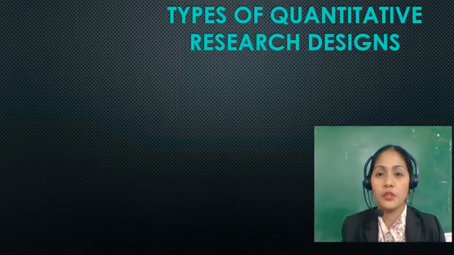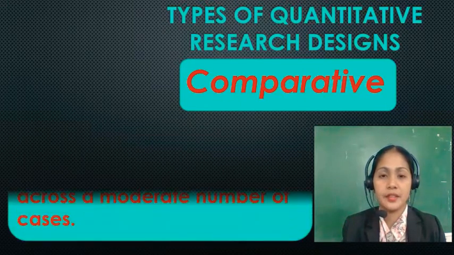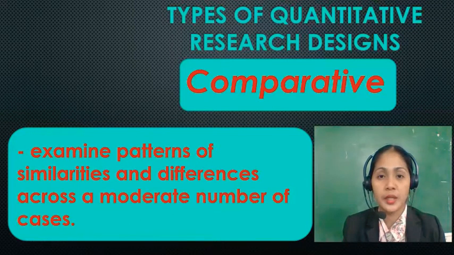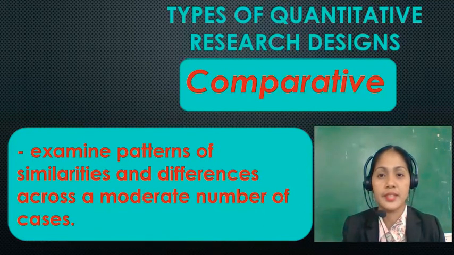Another type of quantitative research design is the comparative. Comparative examines the patterns of similarities and differences across a moderate number of cases. In this particular research design, there must be two groups of respondents or participants whom you are going to compare and look into their similarities or differences.